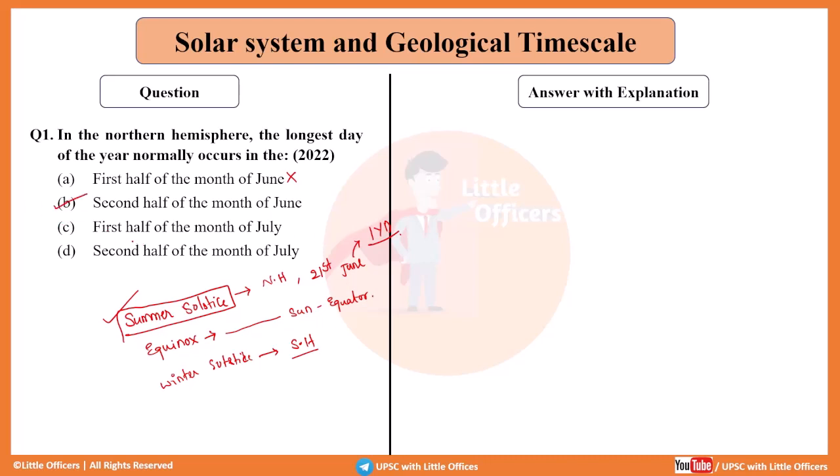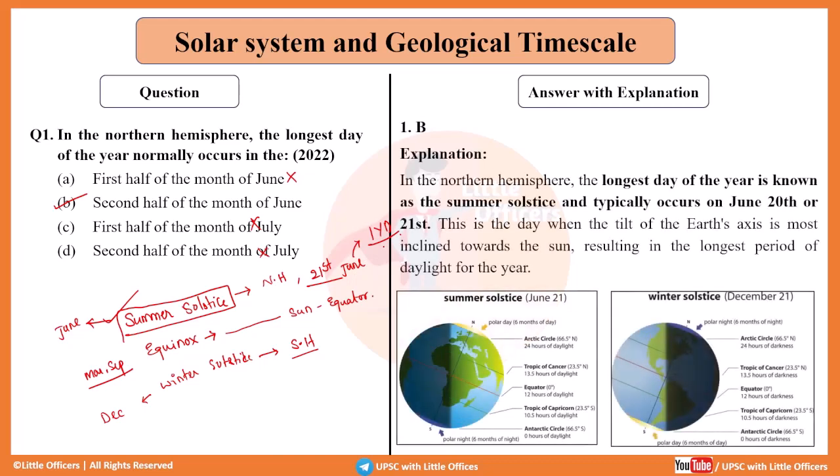Now if you look at the third option, first half of the month of July, there is no significant event happening in July. All we come across are equinoxes in March and September, winter solstice in December and summer solstice in June. So you can eliminate July, and using your brain and the fact that 21st June is the summer solstice, you can solve it. The correct answer for this is B.